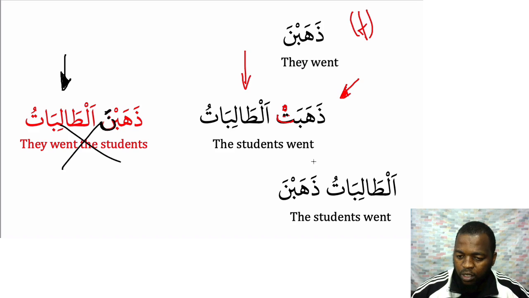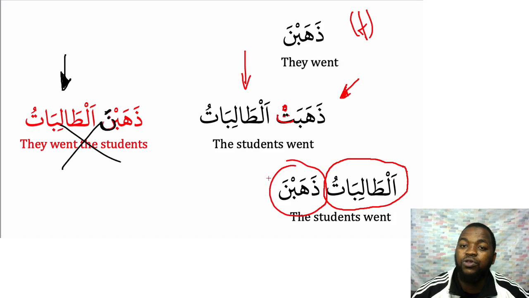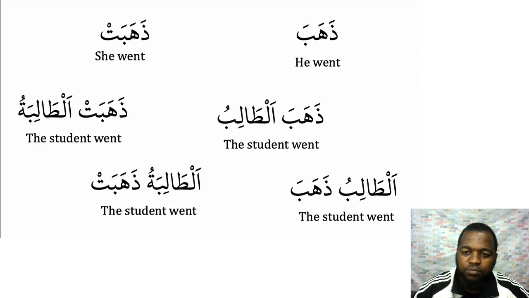But if you change the order, now it's correct. Why is it correct? Because it's a nominal sentence. This is the subject, al-talibatu, and this is the predicate, dhahabna. And how do you describe this predicate? In this predicate, dhahaba is the verb, and na is the subject of the verb, right? So this is how it works.